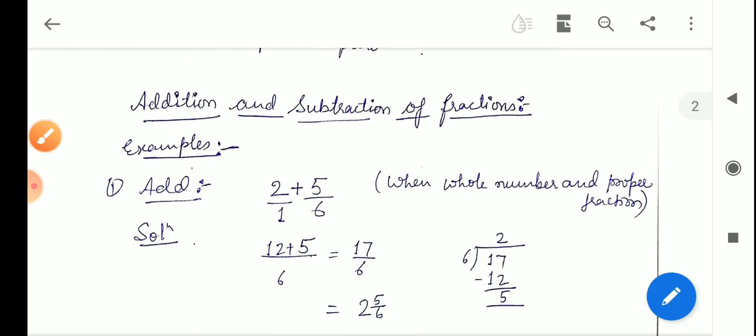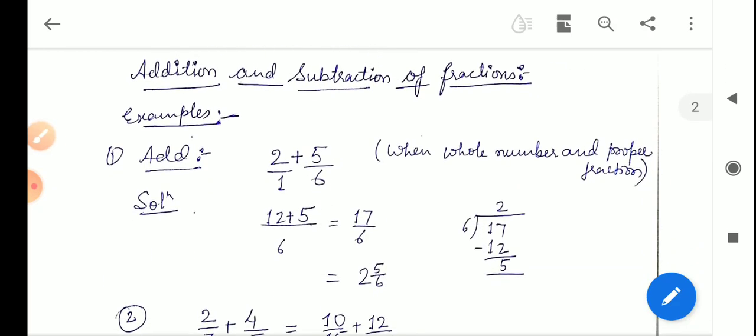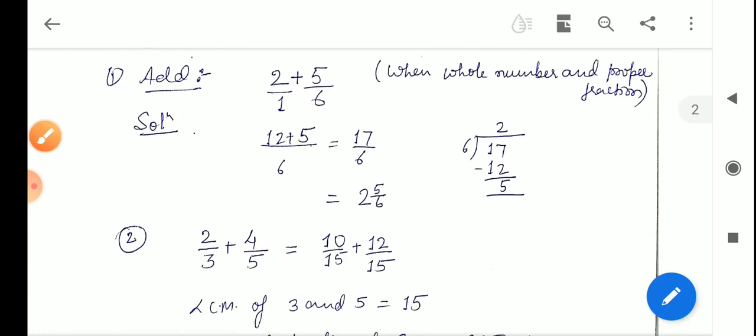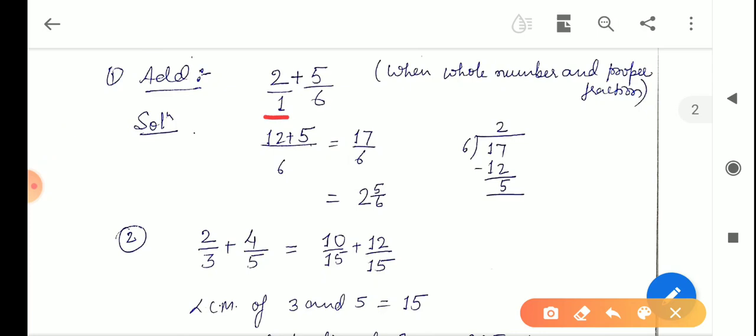Now come to the main topic that we are going to start in your class 7, which is addition and subtraction of fractions. Let us start from examples. Let us consider 2 as the whole number and 5 by 6 as the proper fraction. If we add these two, what we need to do is first find the LCM of 1 and 6. You can use another method also, of converting it into equivalent fractions.